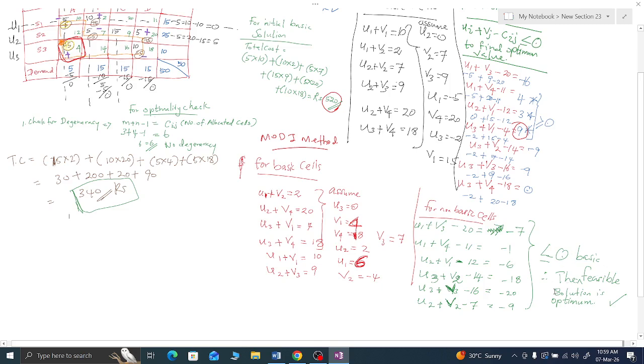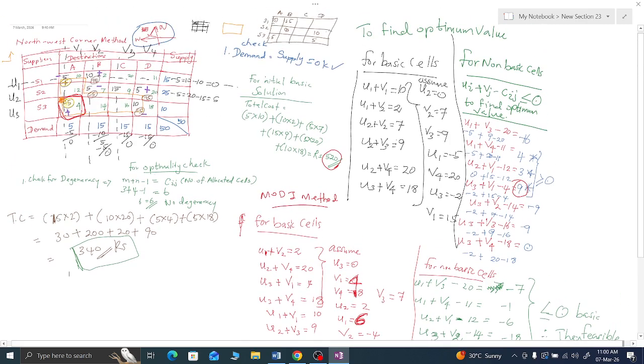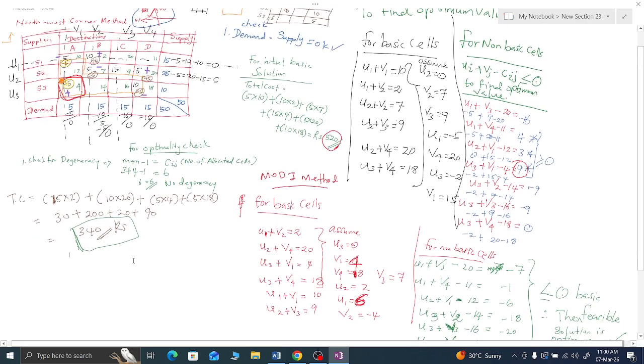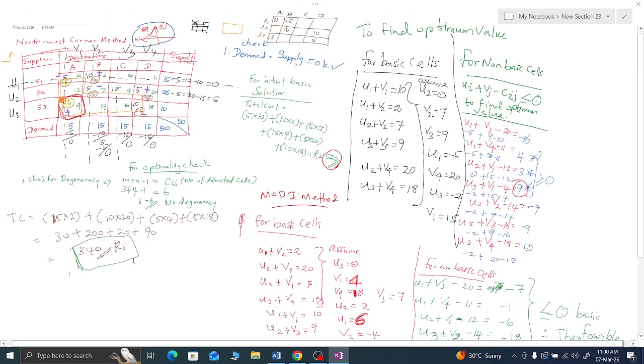So the basic feasible solution that I got from this allocation is this value. This value will give you the optimum solution, right?